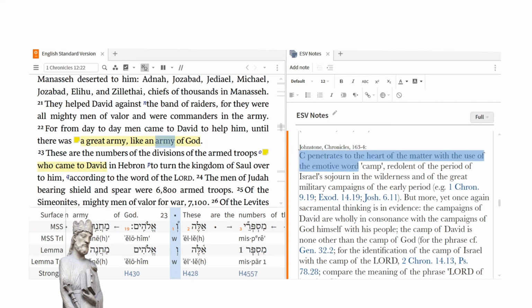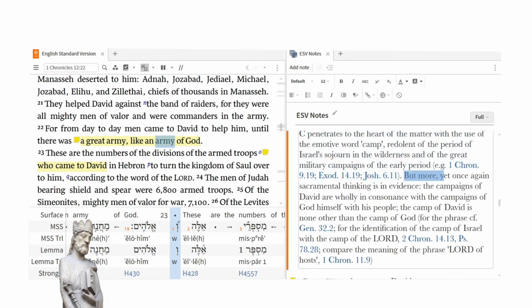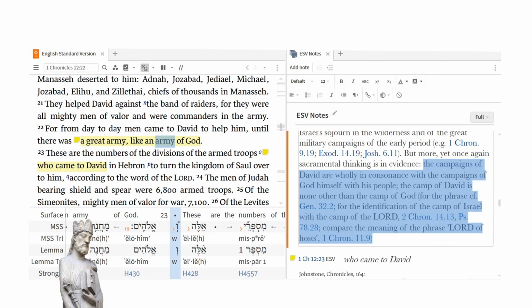Johnstone is going to echo similar ideas, that the camp brings to mind the wilderness sojourn, the military campaigns, but more yet, once again, sacramental thinking is in evidence. The campaigns of David are wholly in consonance with the campaigns of God himself with his people. The camp of David is none other than the camp of God. And again, he's going to note Genesis 32:2 for the identification of the camp of Israel with the camp of the Lord, 2 Chronicles 14:13, and Psalm 78:28. Compare the meaning of the Lord of hosts in 1 Chronicles 11:9. We already went through that language.